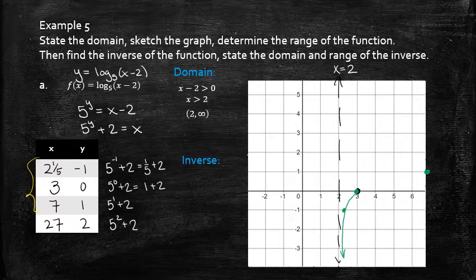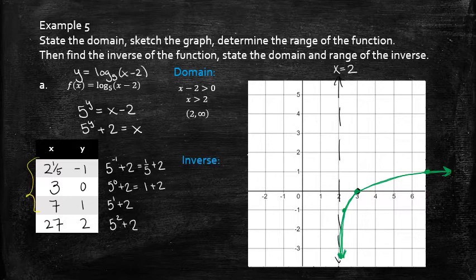Make sure that as you graph the function, it looks like we get closer and closer to that vertical asymptote. We're going down to negative infinity. And we do increase, but we increase pretty slowly. Have to go all the way out to 27 before we're up at 2.